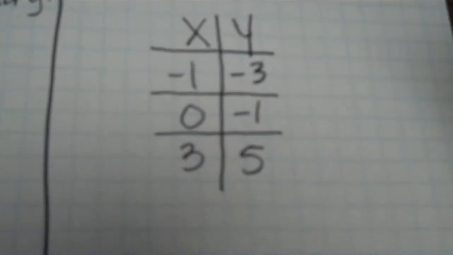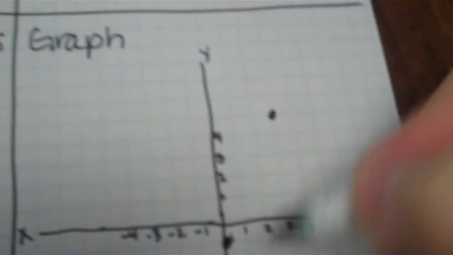And what you're going to do is just plot these points. So I have negative 1, negative 3. So I go over negative 1, and then I go down 3. 1, 2, 3. All I'm doing is plotting that point. Then I have 0, negative 1. So 0, negative 1. Plot a point. And then I have 3, 5. So I go over 3, up 5. Okay? So I plot those points.